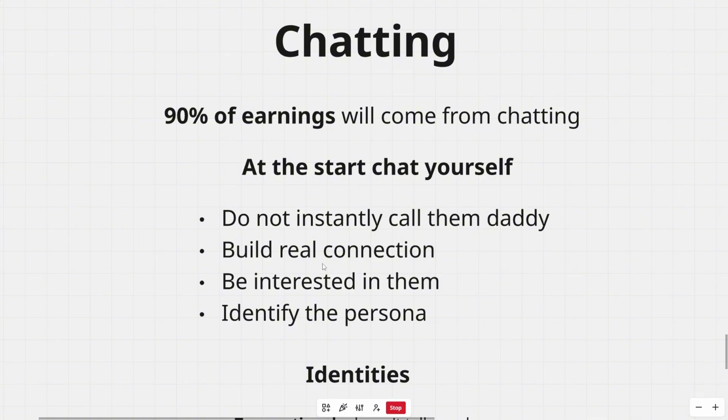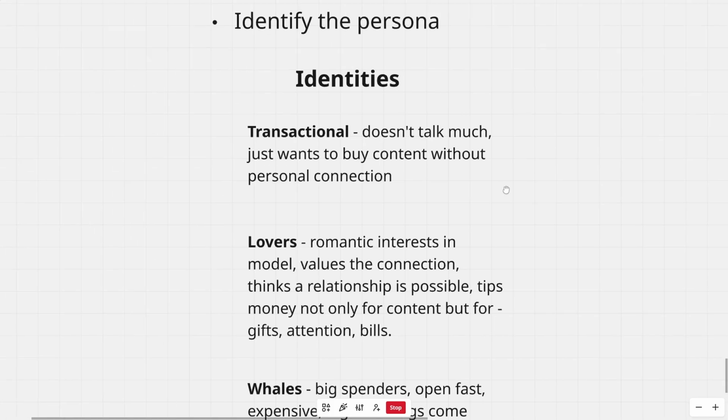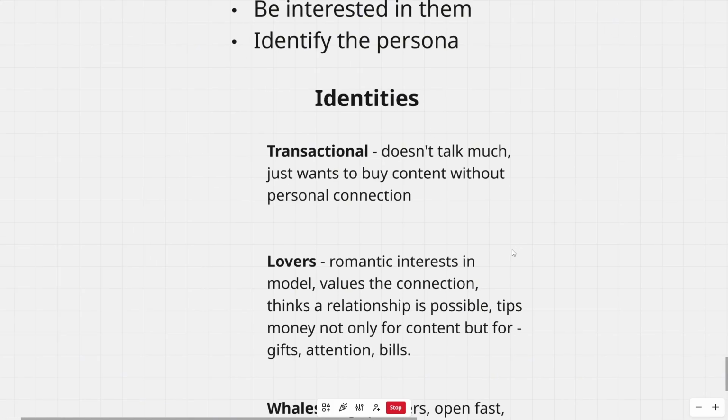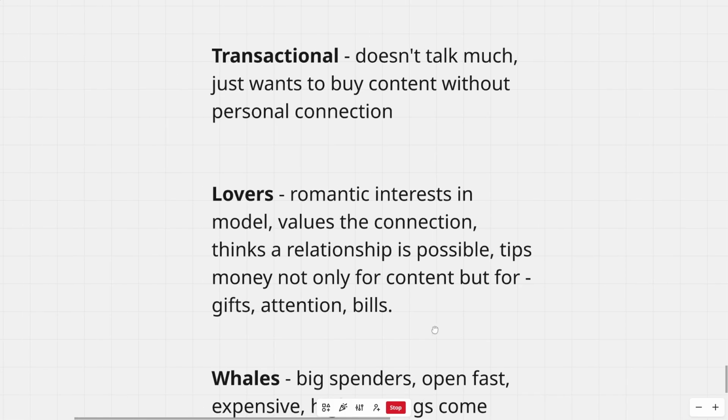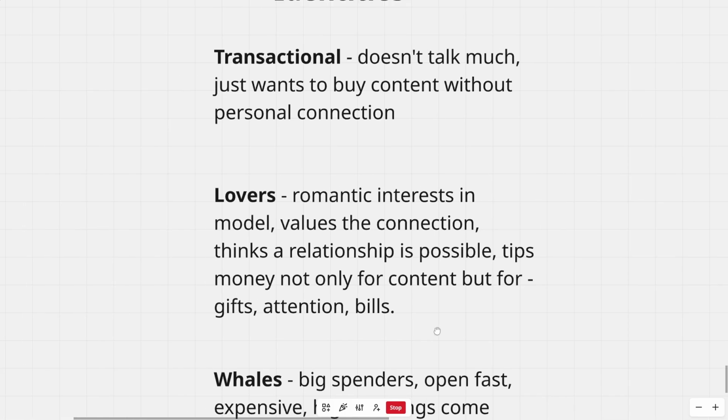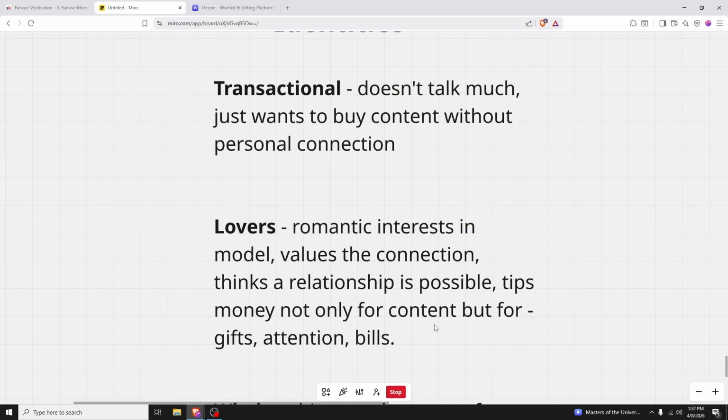And yeah, identify the persona. Now here are the identities of the personas. Now there's the transactional, which is simply someone who doesn't talk much and they just want to see the pussy or the tits of the AI girl. Now, there are lovers that are very romantically interested and they value that connection, so they have to be talked to a lot. And they can pay for gifts, attention, and even bills.